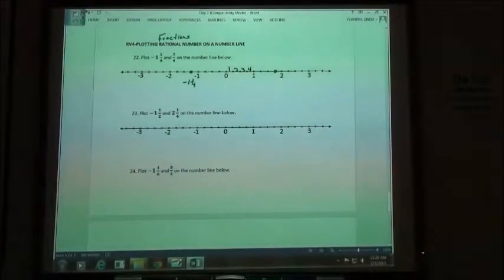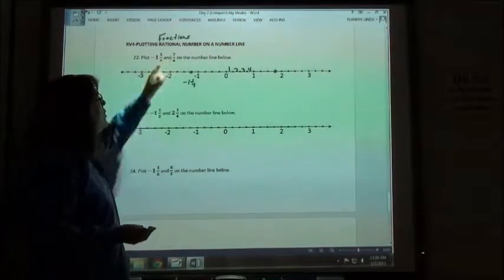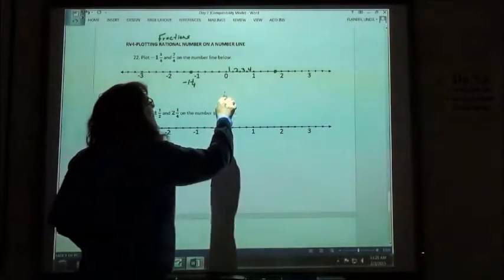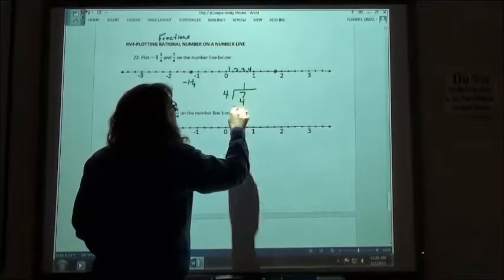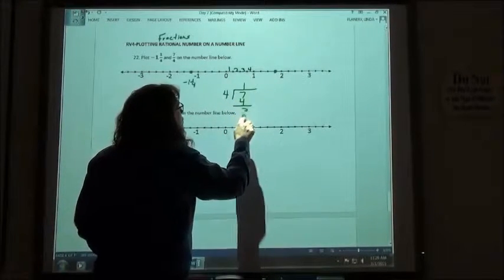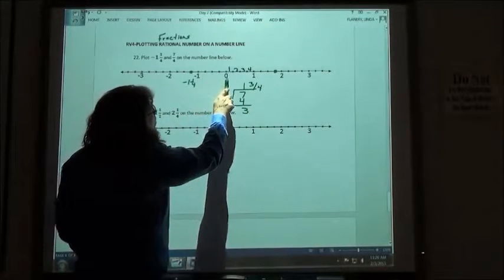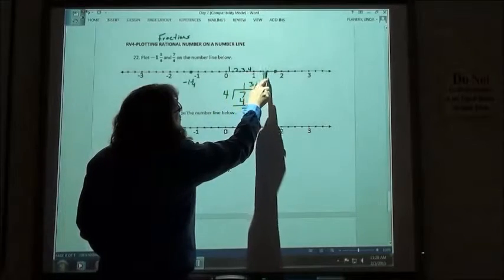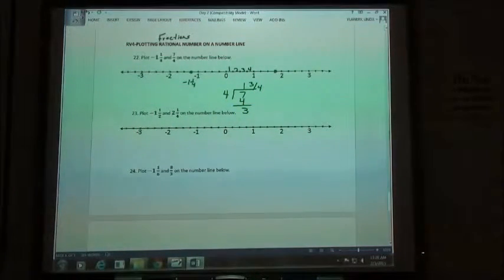Now if I had a really big numerator and I didn't want to have to count that many things, what I could do is change that to a mixed number. If I divide 4 into 7, it goes in there once, and then if I subtract, 7 minus 4 is 3, so 3/4. So I could have started at 0, jumped to the 1, and then 1/4, 2/4, 3/4, and you can see my dot ends up in the same spot.